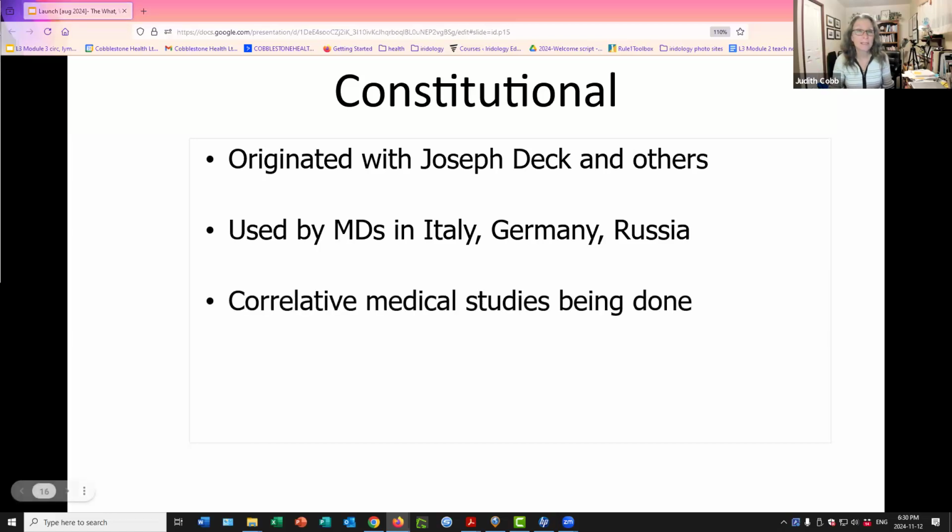Correlative medical studies are being done. There are ongoing research projects that are underway now and have been going on for the last 7 or 8 years. There's probably more than that. I'm aware of one big one that's happening in California, which is very cool.